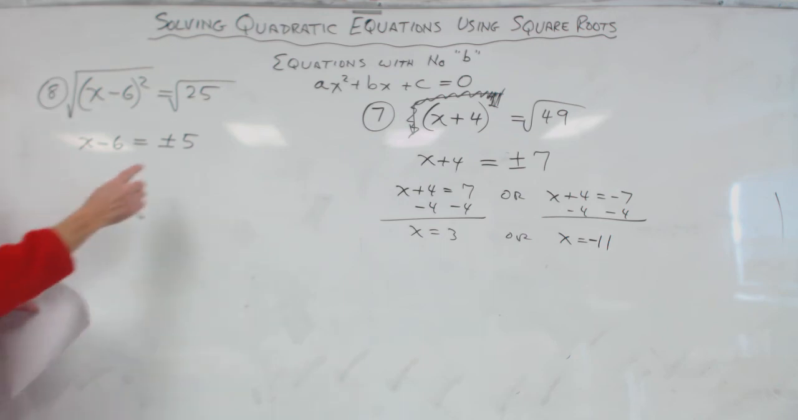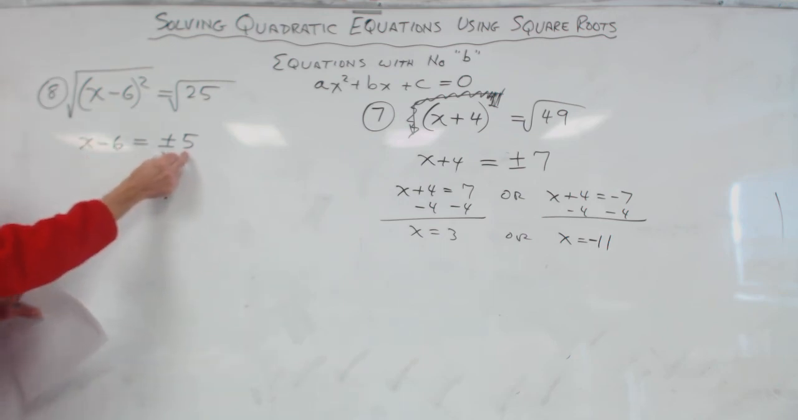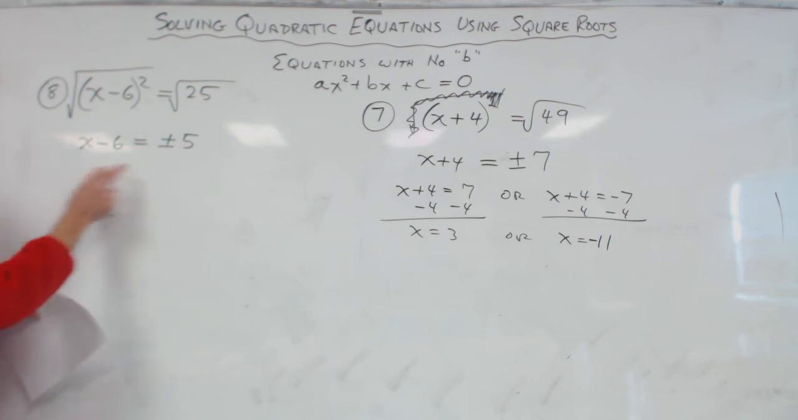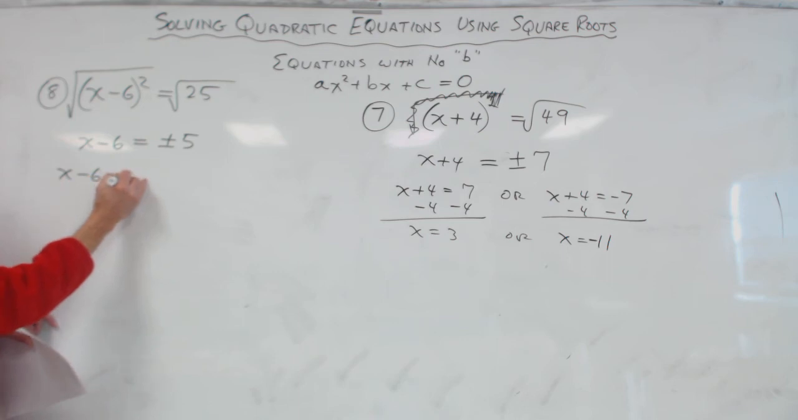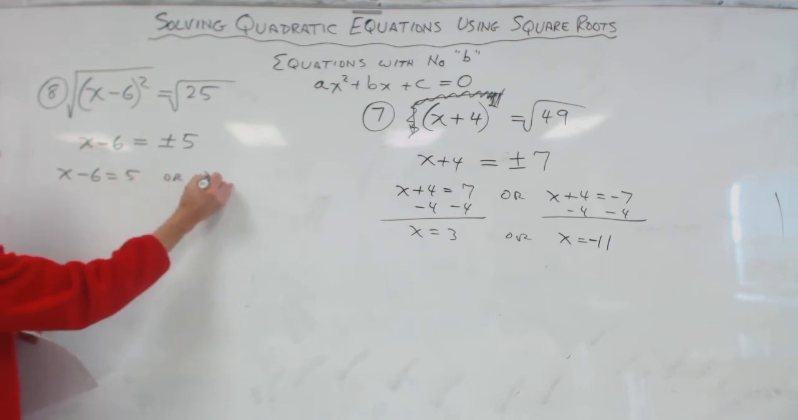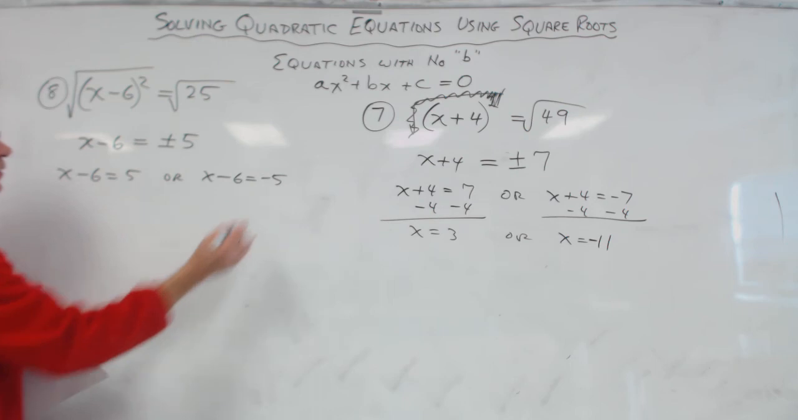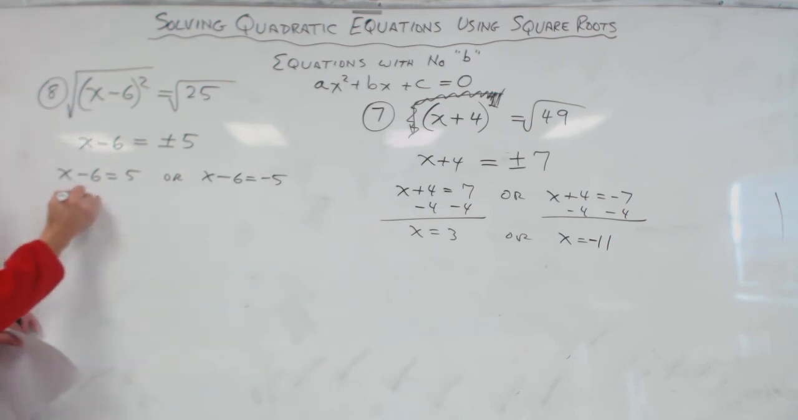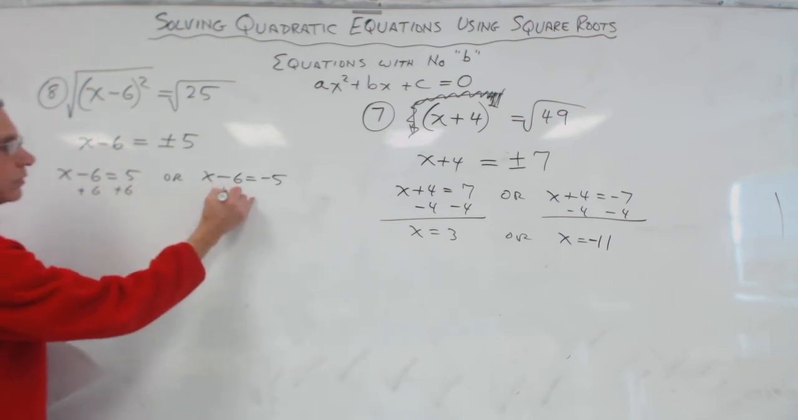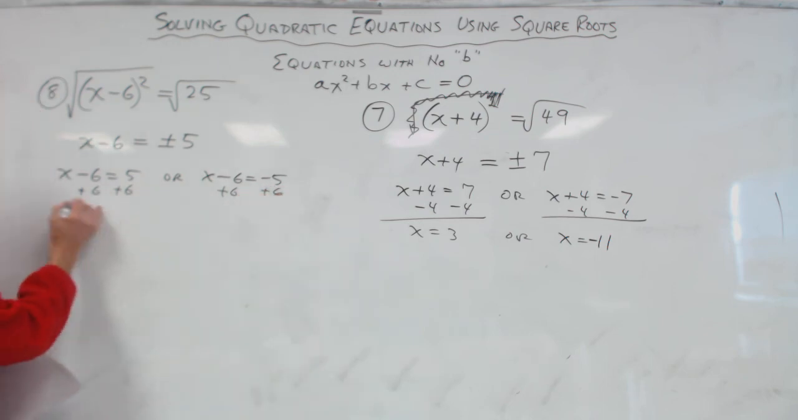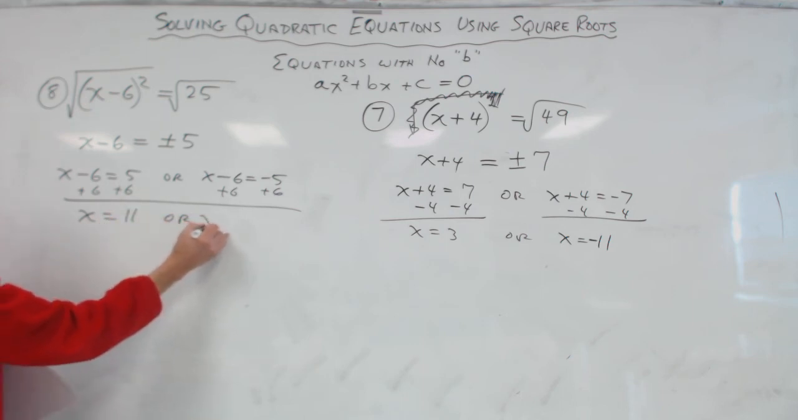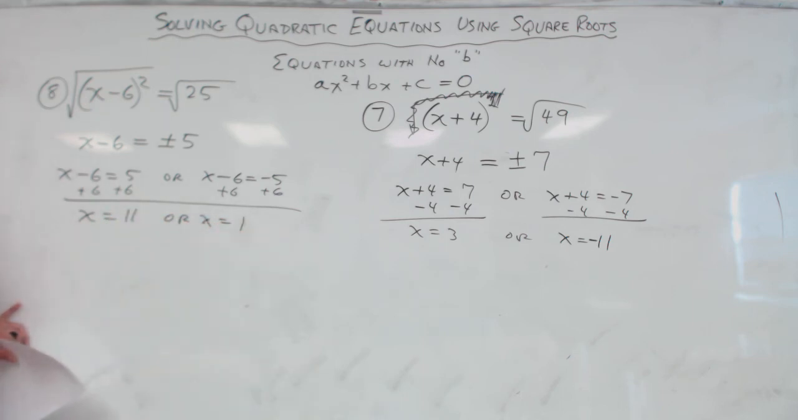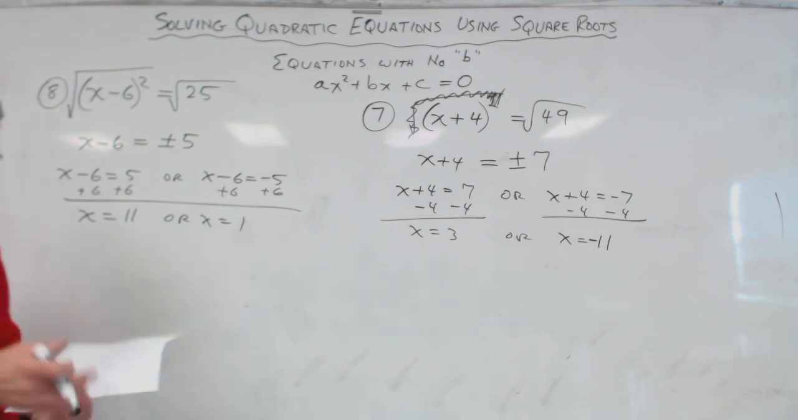Now I want to add 6 to both sides, but I've got two answers over here, so I've got to set it up as two equations. So x - 6 = 5, or x - 6 = -5. And now what do I do? Plus 6 on both sides. So x is equal to 11, or x is equal to 1, right? Correct. Make sense? Yeah. All right, I think that's about as hard as it gets.